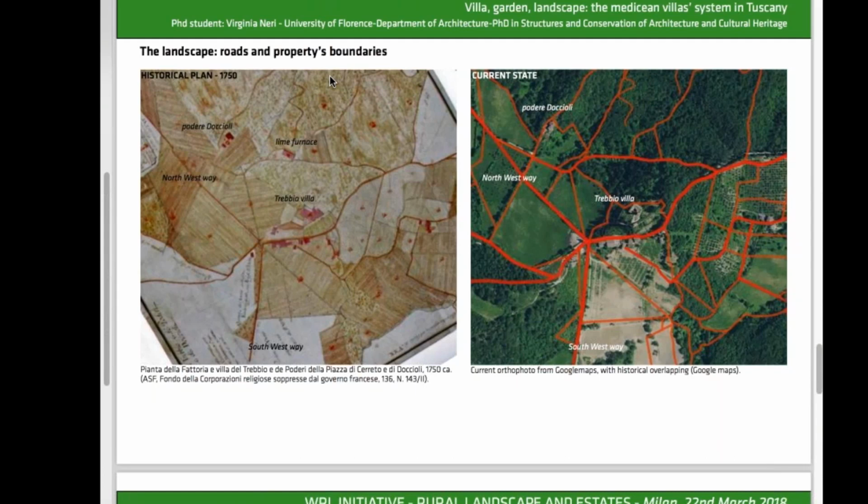Here we can see an ancient plan that is the same as the last one, but here is the complete plan from 1750. We can see all the roads and all the crops, and every agricultural land is linked with its farm. And watching a current orthophoto from Google Maps, we can notice that the roads, the viability, and the division of the properties have remained substantially the same. So for this reason, I said that this is a positive example because there are not so many differences that occurred through the centuries.